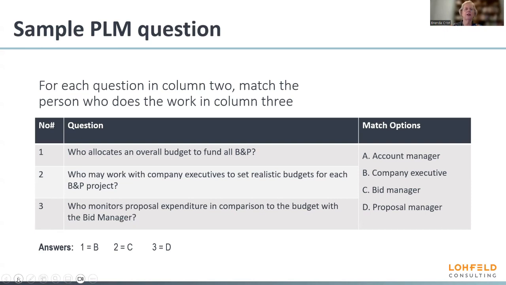And here's the answer. Answer 1 was B, the company executive. Answer 2 was C, the bid manager. And answer 3 was D, the proposal manager. I hope you got those all right.